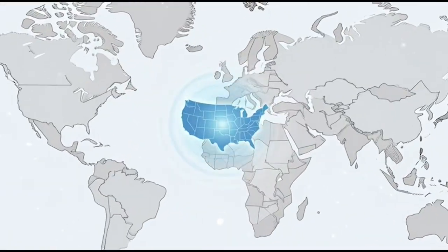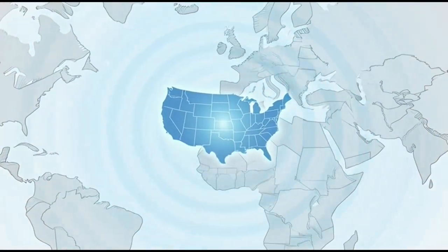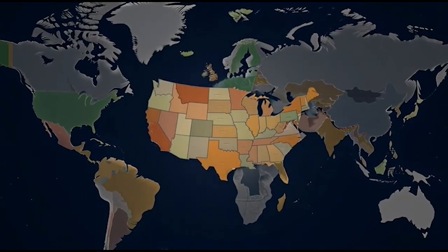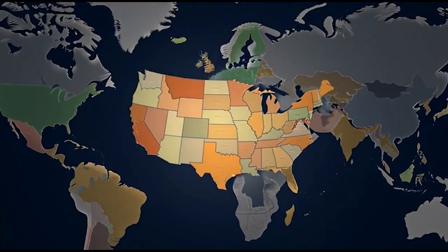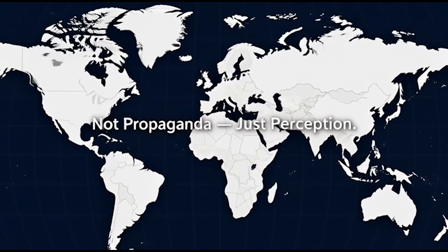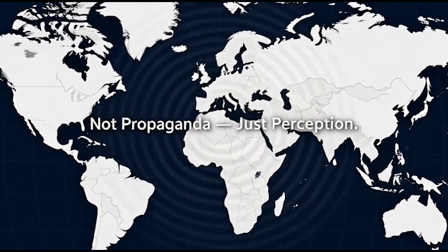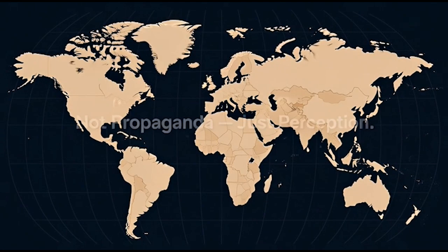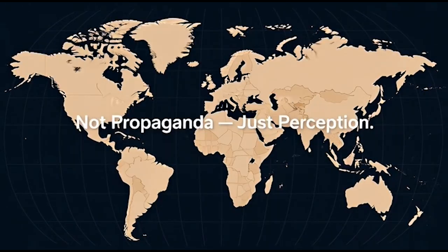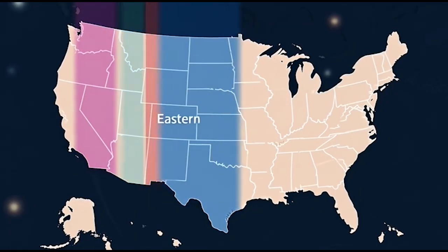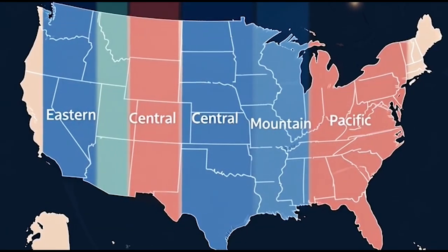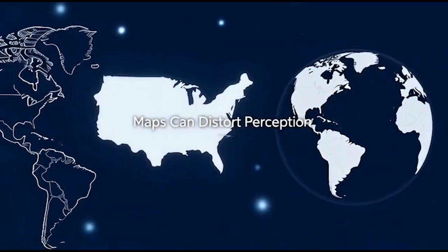The key lesson here is not that you were intentionally deceived, it's that geography is shaped by mathematical compromise. The Earth is a globe. Flattening it requires distortion. But repeated exposure to one projection can quietly shape worldview. When a country appears larger on a map, it can feel more powerful. When it sits at the center, it feels more important. When other regions appear smaller, they can subconsciously feel less significant. That doesn't mean maps are propaganda. It means perception is powerful.